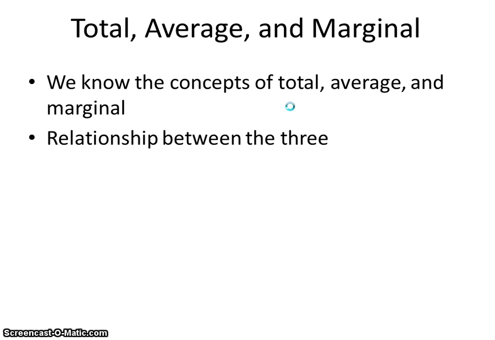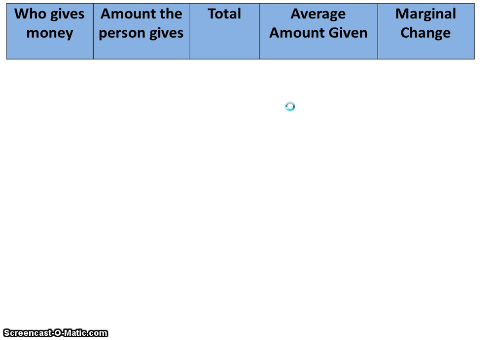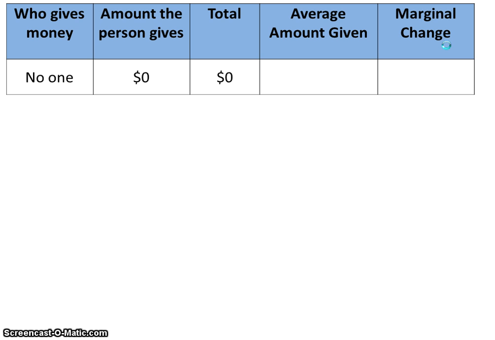Now, we understand total, and we understand average, and we understand marginal change. The next thing to understand is how the three relate to each other. So what we'll do is, with our same example, we're going to put all three measures, the total, the average, and the marginal change, in the same table, and we're going to see how they change as each person gives money to the pizza fund.